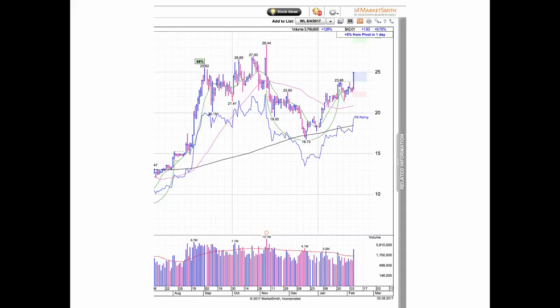So now IBD gives you the volume signature here. This is a bona fide breakout. Proper volume signature. The RS line confirms the breakout. If you're a CANSLIM practitioner and you want this stock, you're in it. You own this stock. So now what do you do?